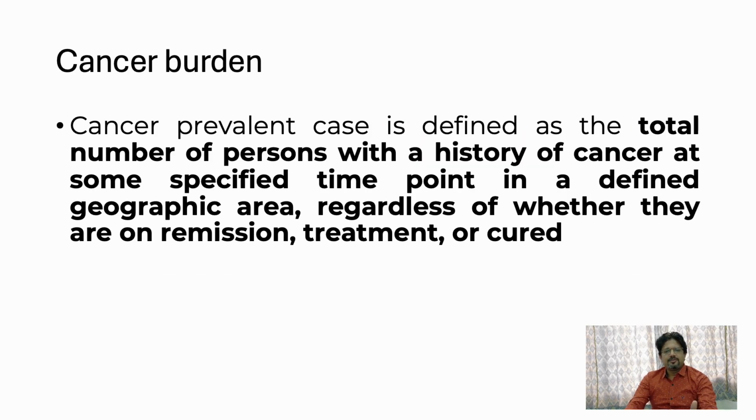On the other hand, we have prevalent cancer. A prevalent case is defined as the total number of persons who have a history of cancer at some specified point of time in a defined geographical area, regardless of whether they are in remission, under treatment, or cured. I want to repeat, I am not talking about incidence, mortality, and prevalence right now. I am just talking about the number of new cases, the number of deaths, and the number of prevalent cases. By prevalent, we mean anyone who had a cancer, whether there was a remission, treatment, or cure.